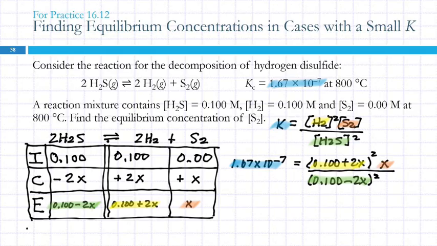So that means that this is 0 and this is 0. Right? And then what's left over here? 0.1 squared times x divided by 0.1 squared. Well, those 0.1s are going to cancel out. So the result is that x is equal to the equilibrium constant.